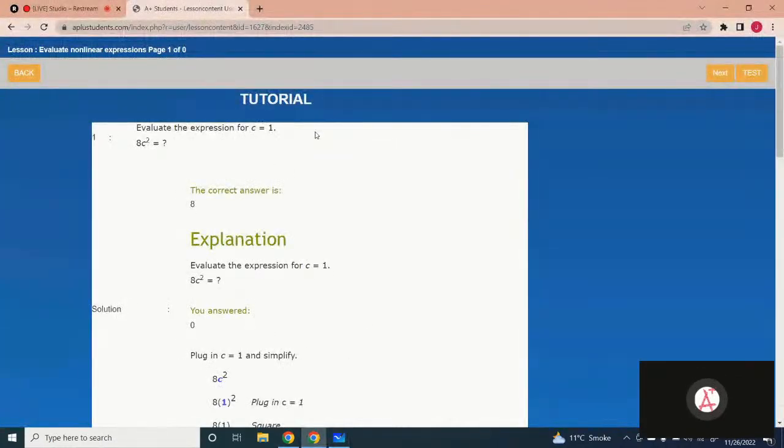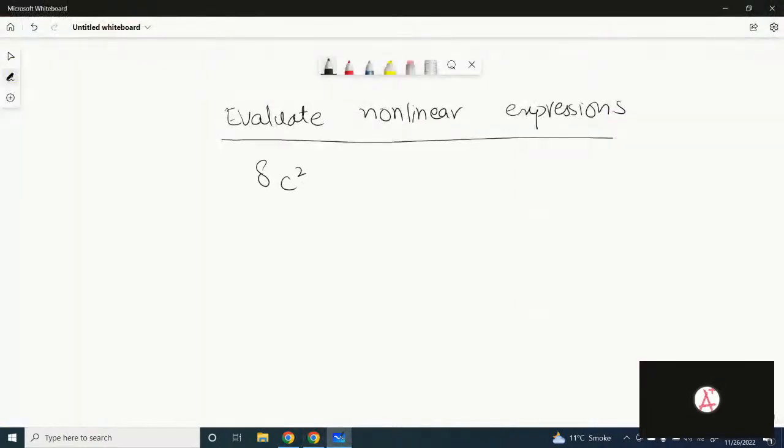Okay, let's start with the first one. 8c square equals, and you have to calculate for c equals 1. Got it? You have to calculate 8c square, and the value of c is 1. So replace the c with the value. So 1 square is 1, so 8 times 1 is 8. Got it?